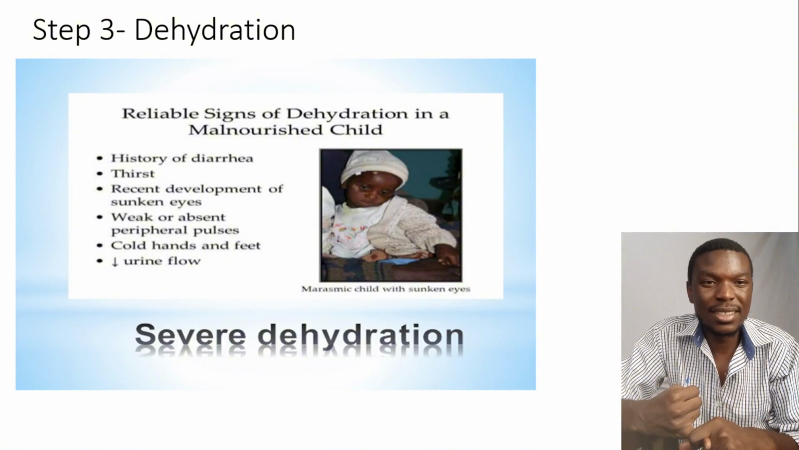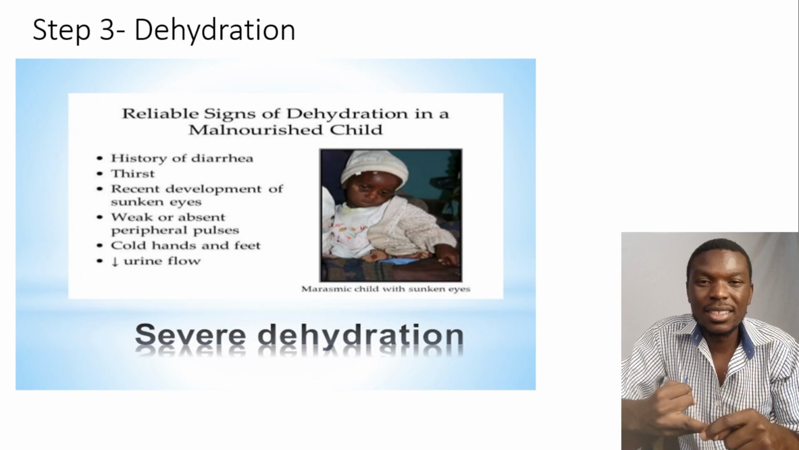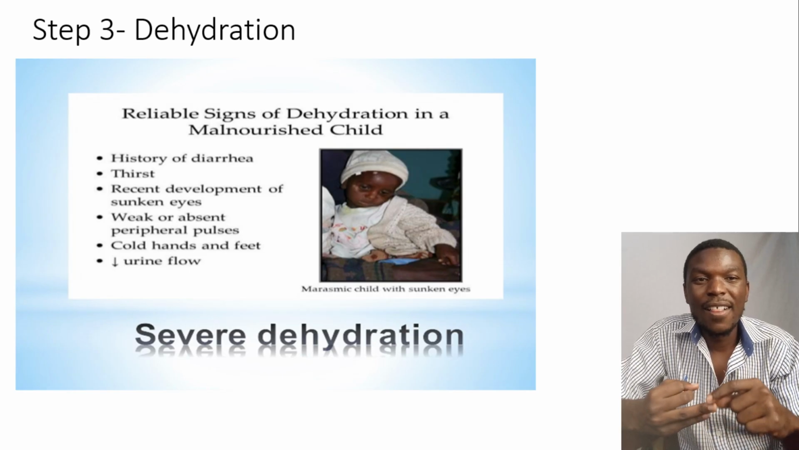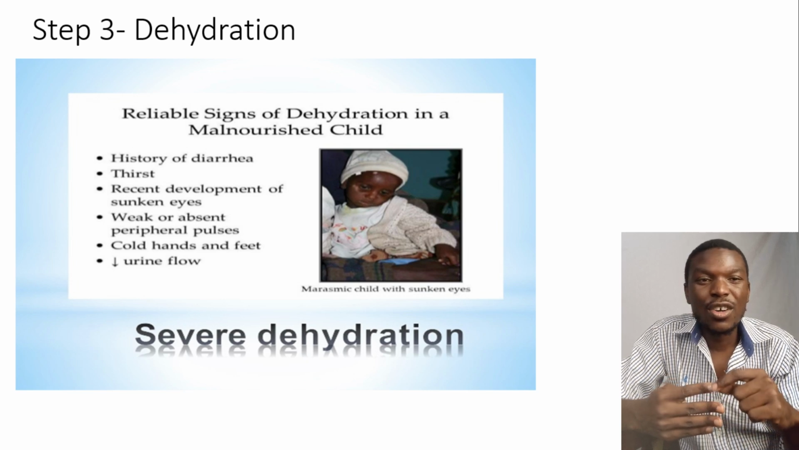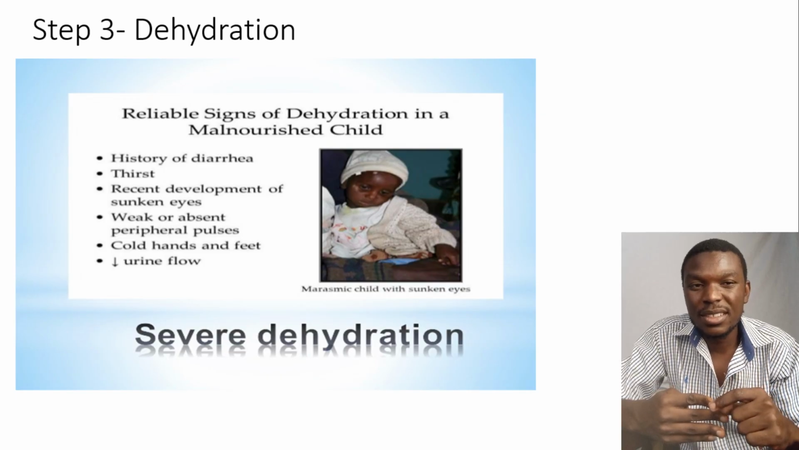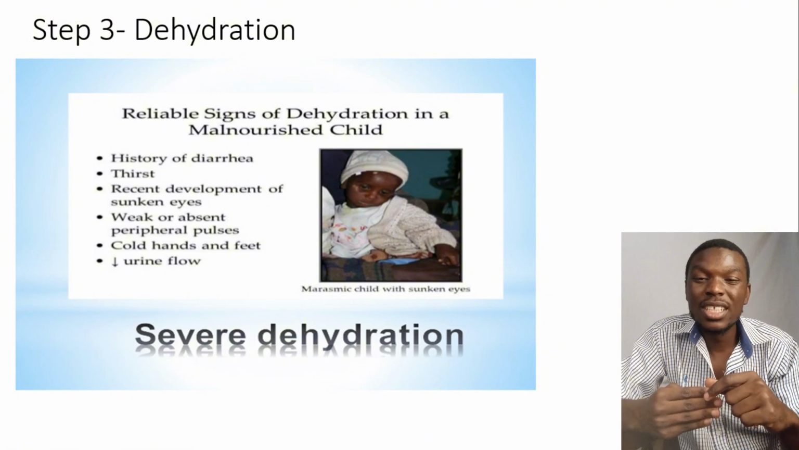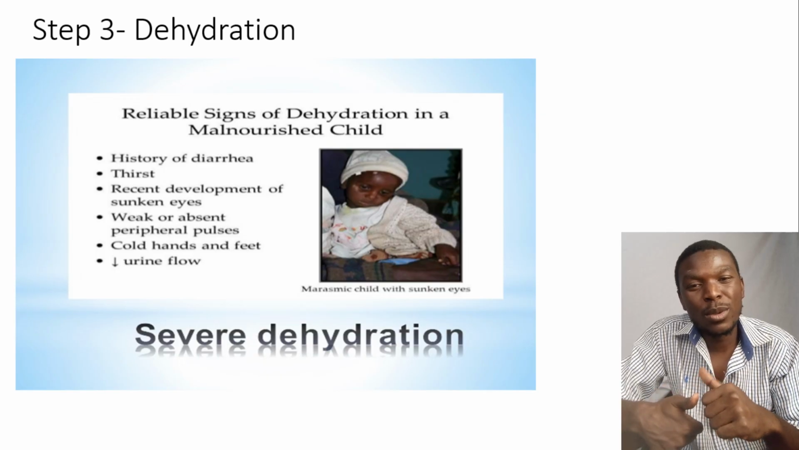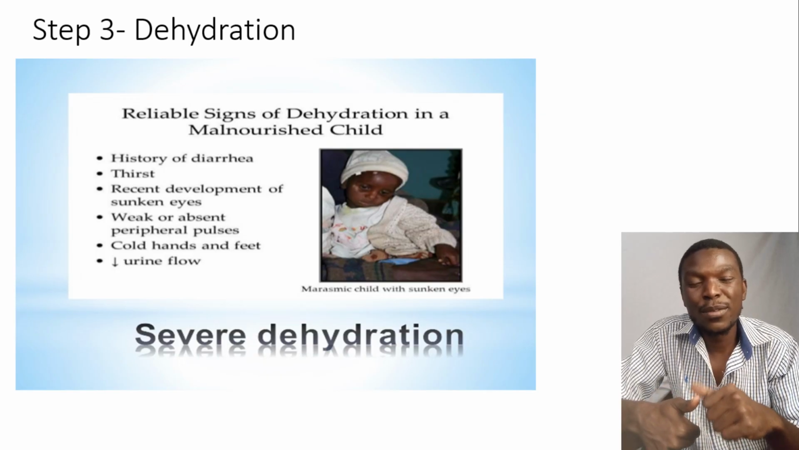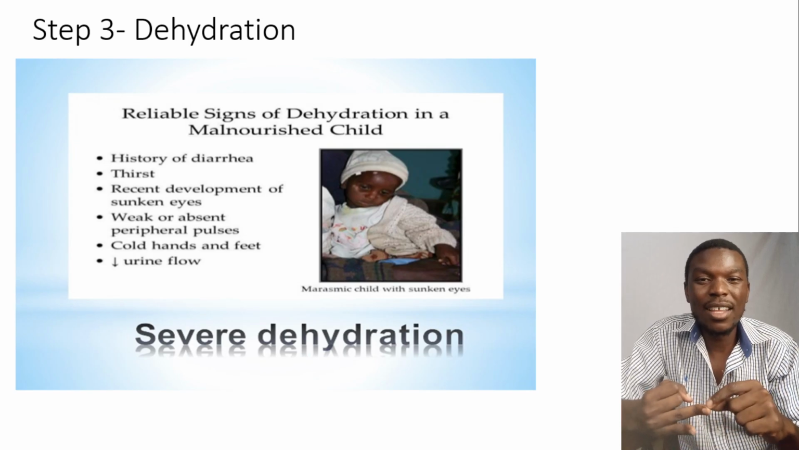The child is thirsty. Recent development of sunken eyes, weak or absent peripheral pulse, cold arms and feet. So these will show you that the child is dehydrated. But the most important one is low urine flow. So you can catheterize this child, or you can check the diapers.